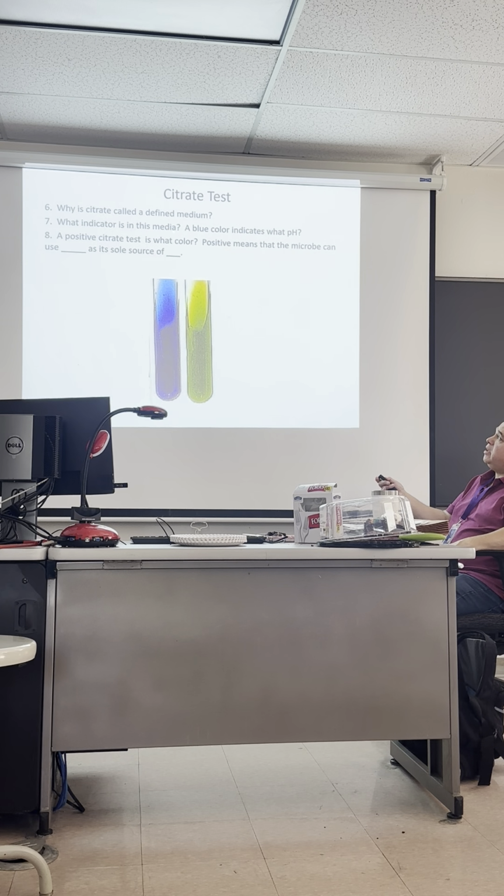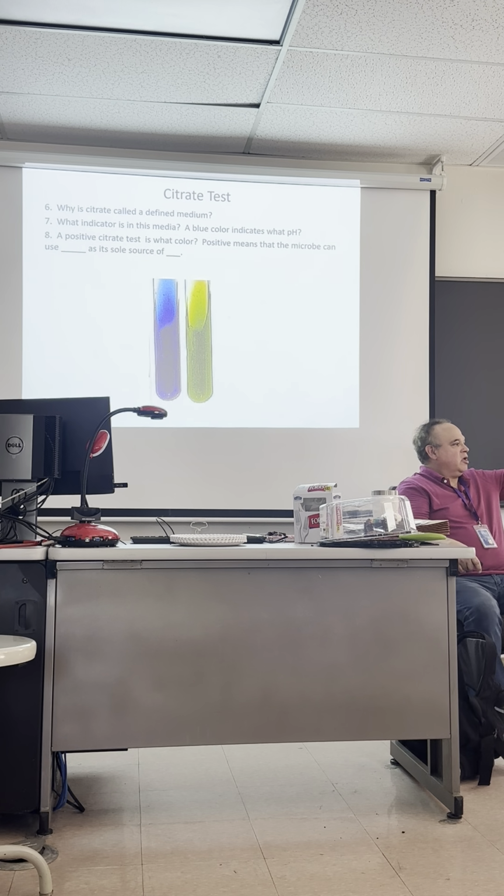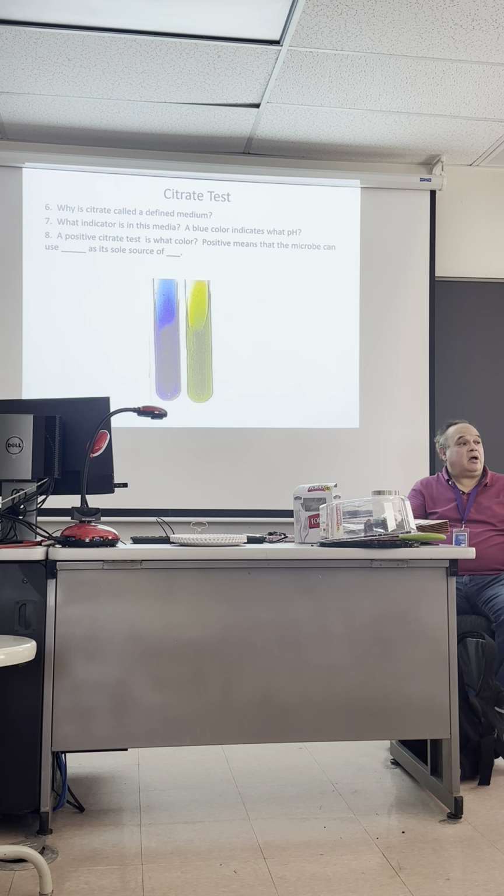What pH indicator is in the medium? Bromothymol blue. A blue color indicates what pH? Your choices are acidic, basic, or neutral. Basic. Good. Because when citrate gets broken down, ammonia is released, and ammonia is more basic. It changes the actual pH of the media to become more basic. Therefore, it turns blue. Acidic conditions for bromothymol blue are yellow, neutral conditions are green, and alkaline conditions are blue.